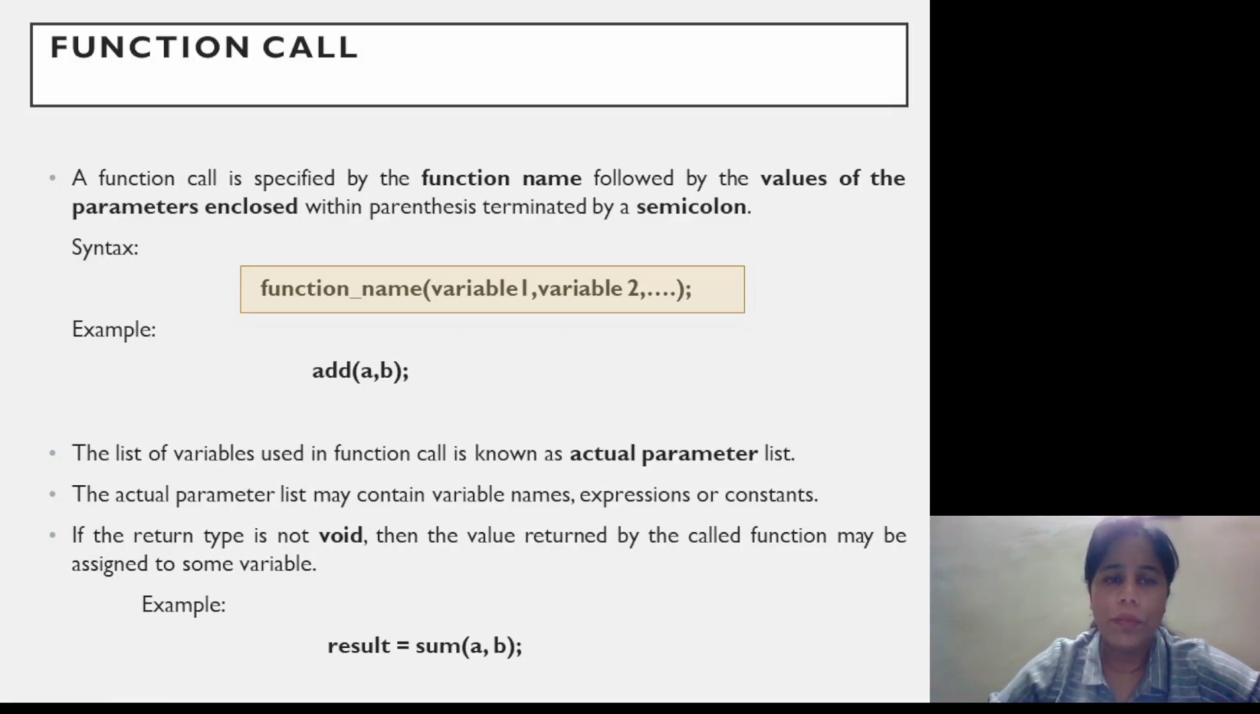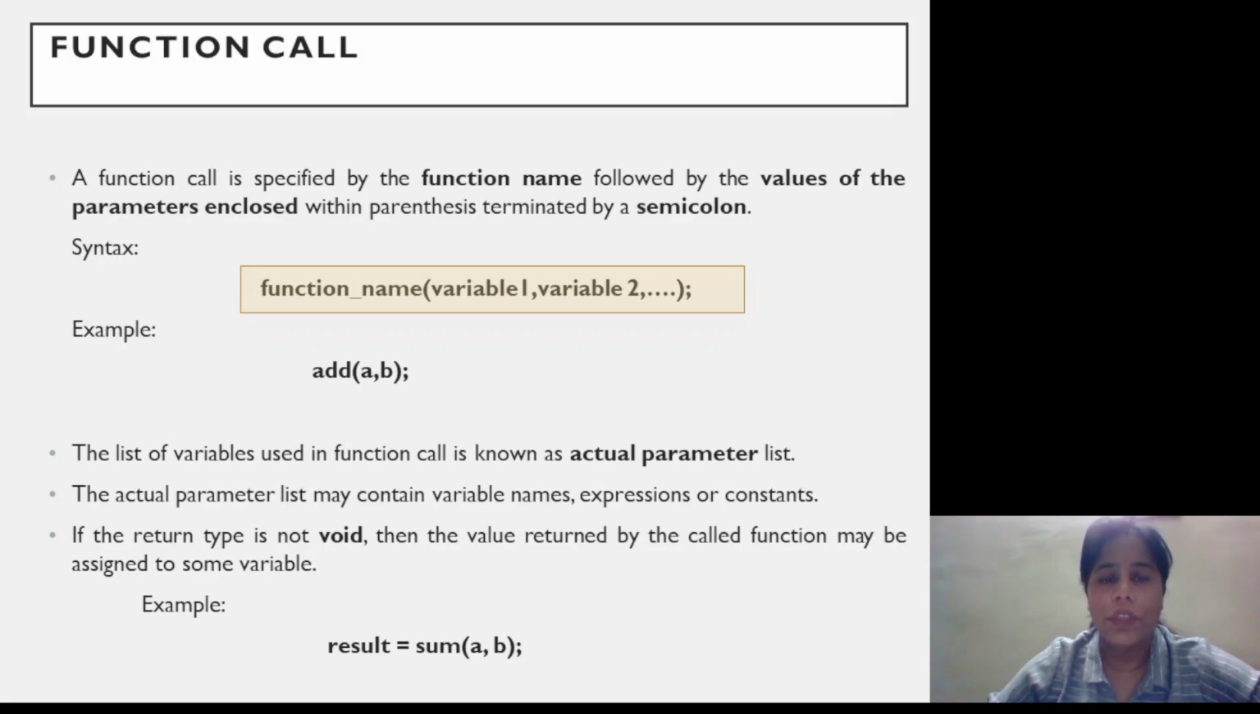The list of variables used in a function call is known as actual parameters. The variables which are mentioned in the function call are known as actual parameters, and the variables which are mentioned in the function definition are known as formal parameters.